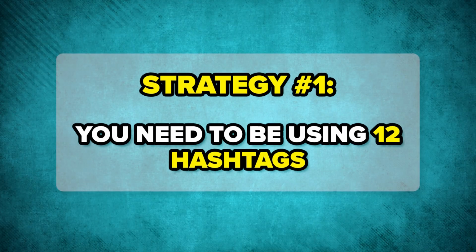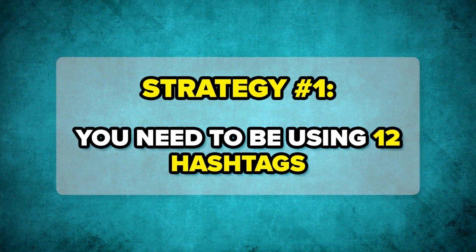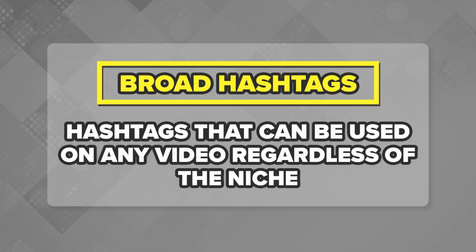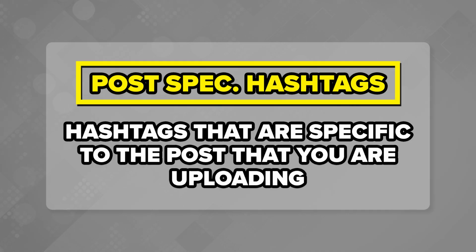Strategy number 1 is going to be 12 hashtags. Now remember, you should never use more than 12 hashtags on TikTok because that is the maximum number of hashtags. And if you are going to use 12 hashtags, 75% of them need to be post specific and then 25% of them need to be broad. Here's what I mean by that. Broad hashtags are things like hashtag FYP, hashtag trending, hashtag viral, and then post specific hashtags are going to be the hashtags that show up when you type in whatever the topic of the video is.